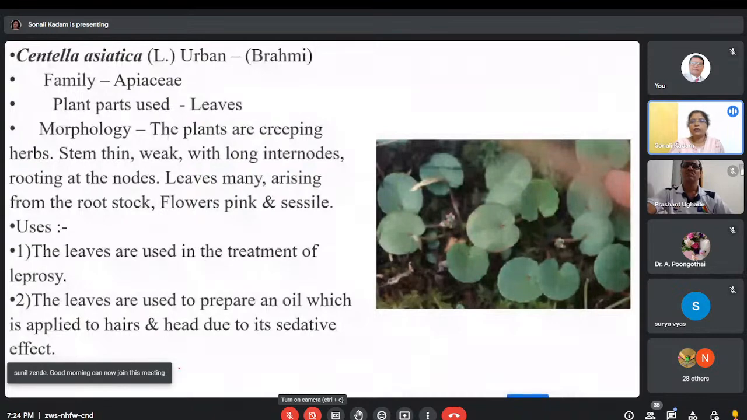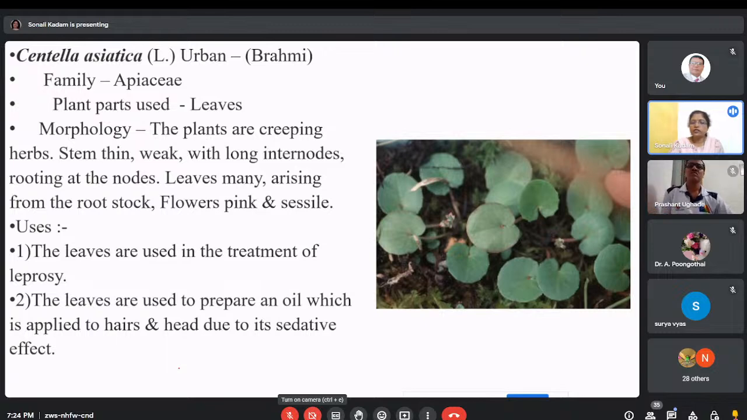Earlier I have shown the Brahmi plant to you. This is what the Brahmi is, and the leaves are used in the treatment of leprosy, and also it is applied for the hair and in hair oil, and also it is used as a sedative. It gives a sedative effect. Okay, so you can have a calm sleep along with the Brahmi.